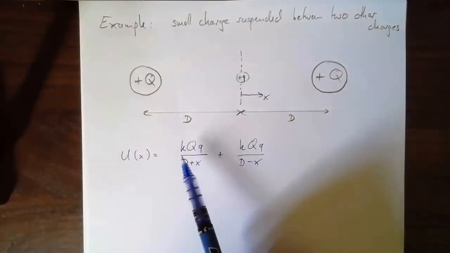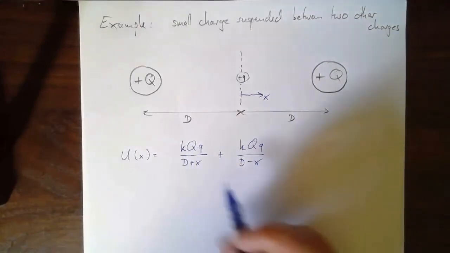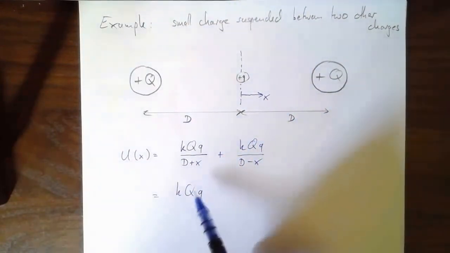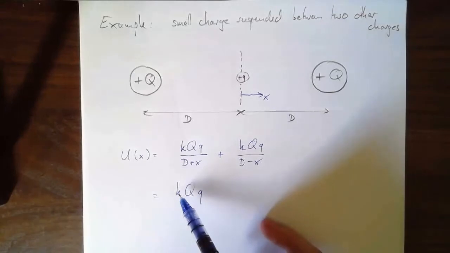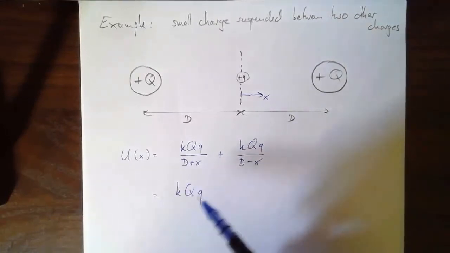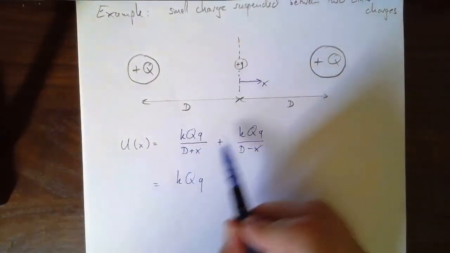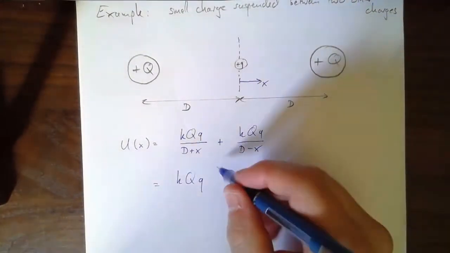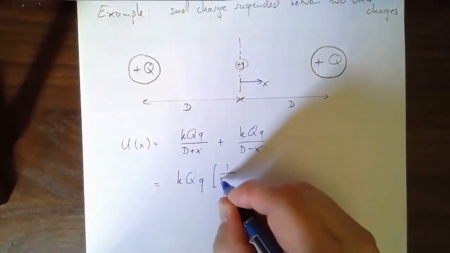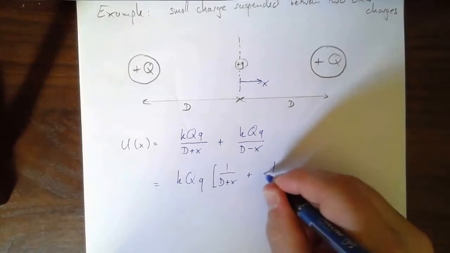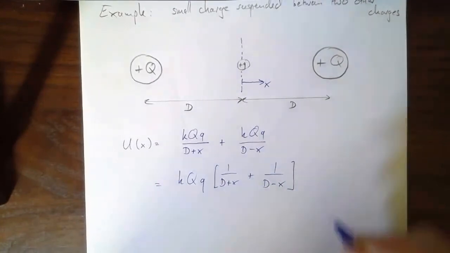Alright, now I'm going to simplify this algebraically. This is going to be k q q, and I'm going to emphasize, k is the electric constant. It determines the strength of electrostatic forces. It is not the spring constant. Yes, same symbol, unfortunate. But we know what it means here. We've defined it as the electric constant in the context of this example. It's 1 over (d plus x) plus 1 over (d minus x).